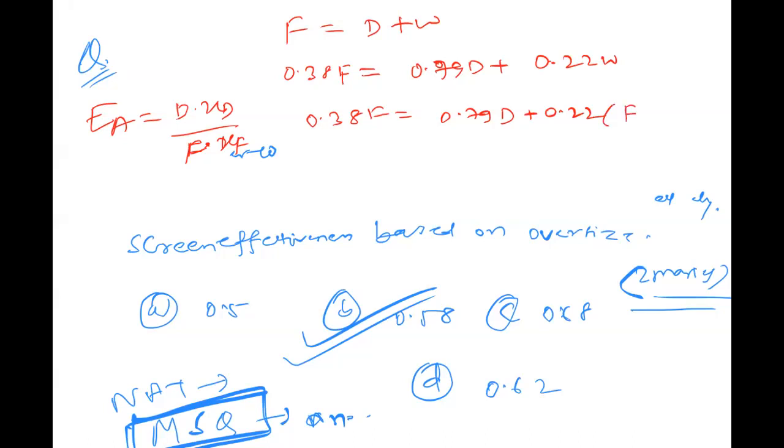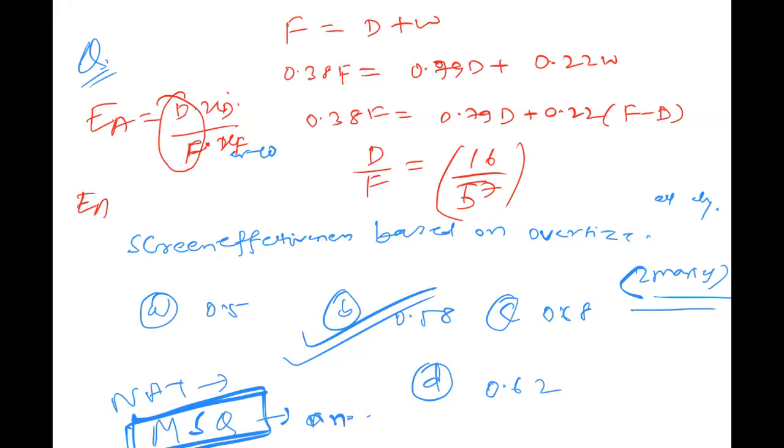F minus D. If you solve, you will get D by F equal to 16 by 57. Yes or no? If you solve this, we'll get D by F equal to 16 by 57, and we have the corresponding XD value and XF value. Just substitute the value of D by F here, and XD and XF here.